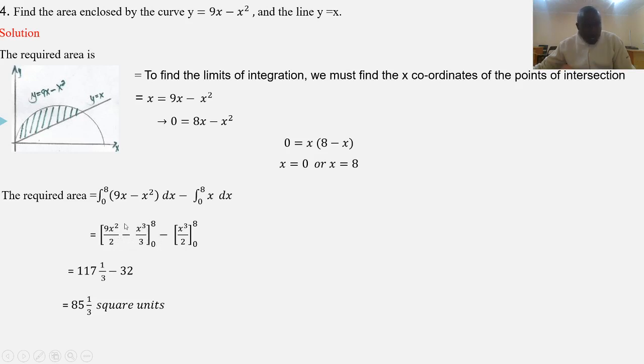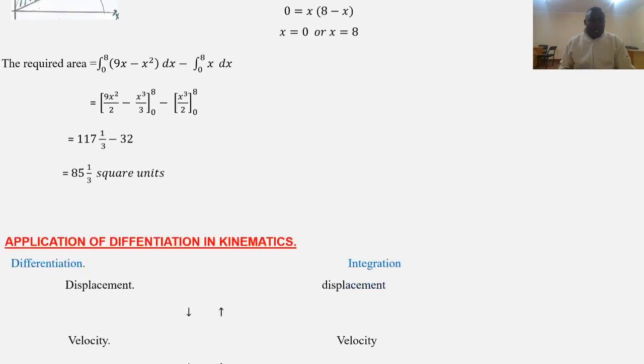So I substitute the 8 here, it gives me 117 and a third, minus 8 squared, which is 64, not cubed, because this was supposed to be squared. 64 over 2 is 32. So I find 117 and a third minus 32. This gives me 85 and a third square units. So that is the area of the shaded part.